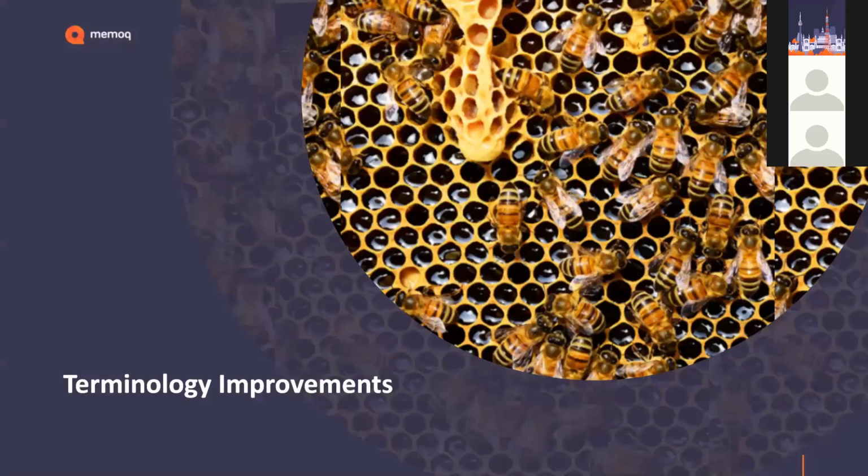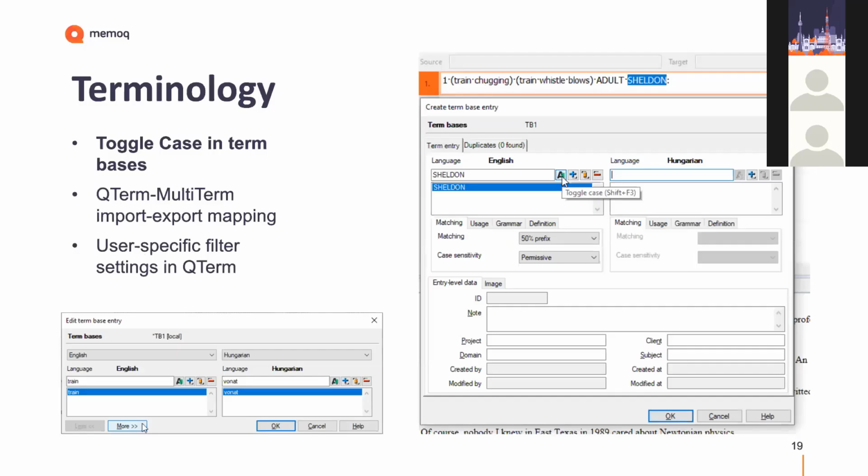Moving on to terminology improvements. This feature, the toggle case in term bases, is the very first one that comes from our public idea portal. It's from one of our freelancer users. And we discussed the feature request from various perspectives, and we came up with the idea to enable toggle case functionality in memoQ when you create a new term or when you edit an existing term or even when you're in your term base editor.